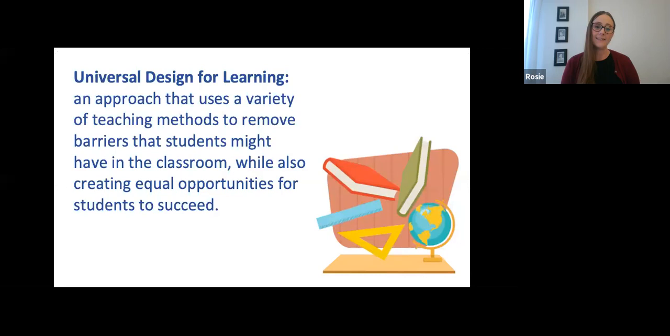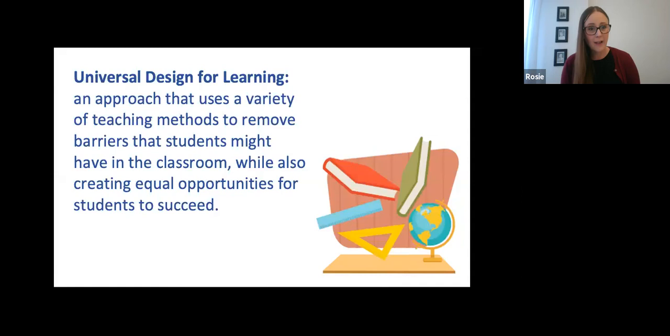And this definition says that universal design for learning is an approach that uses a variety of teaching methods to do what? To remove barriers that students might face in the classroom, while also creating equal opportunities for all students to succeed. So the idea is that we're scaffolding, or giving the information in a way that's accessible to everyone, and then giving them multiple ways of demonstrating what they have learned and what they already know.